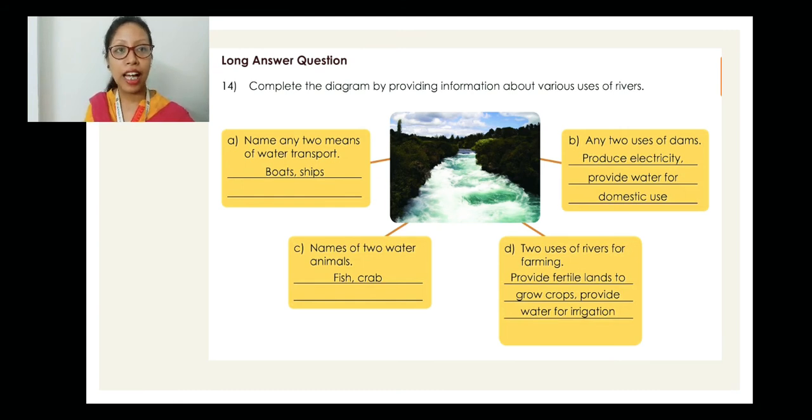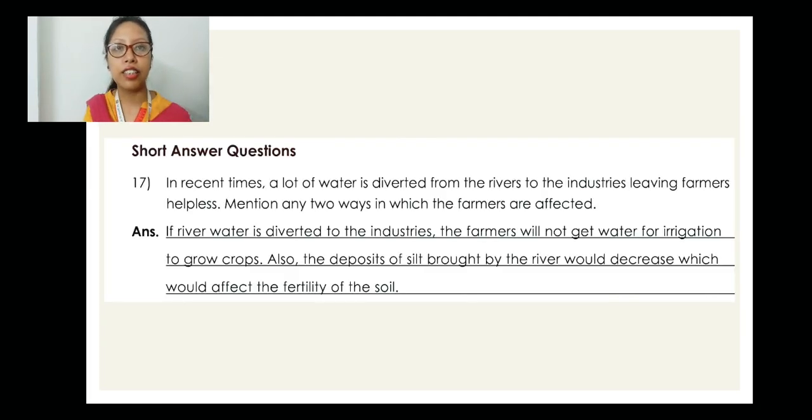Clear? Then number D is two uses of rivers for farming. Provide fertile lands to grow crops and provide water for irrigation. So number one is it provides fertile land, that we already know, and the second is it provides irrigation. We join the pipes or we use the canals to reach the farms which are far from the rivers. So this is answer number 14.